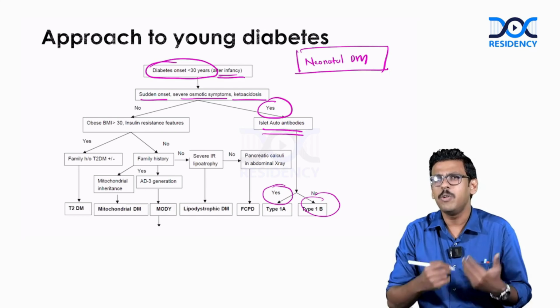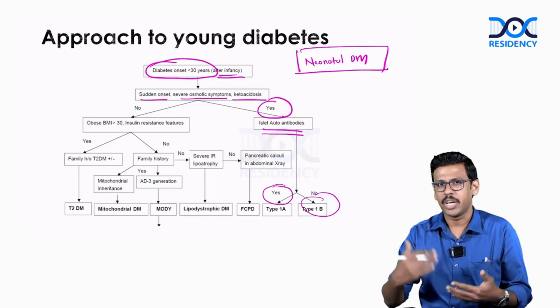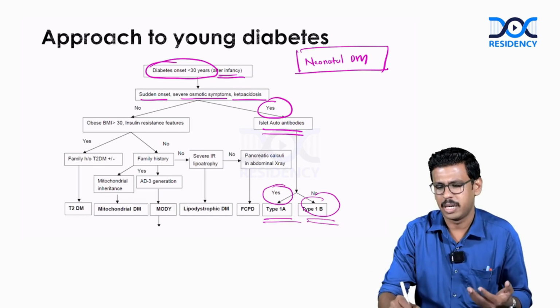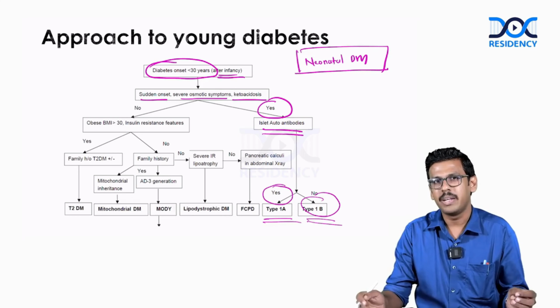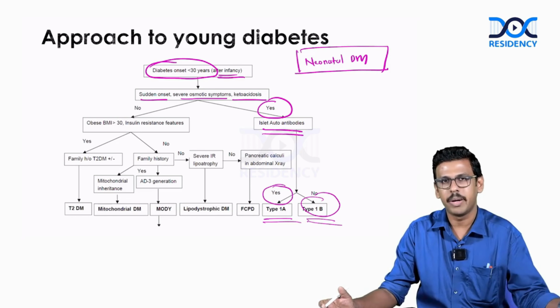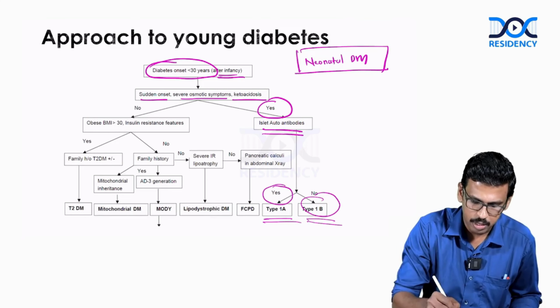The newer WHO classification doesn't explicitly mention type 1A and type 1B, and neither does the ADA. So this is one of the older flow charts. Currently, even in patients who are negative, you call it autoantibody negative type 1 diabetes rather than type 1B diabetes. Okay. So you are going to the other extreme.